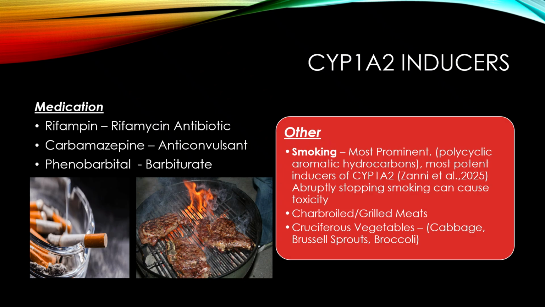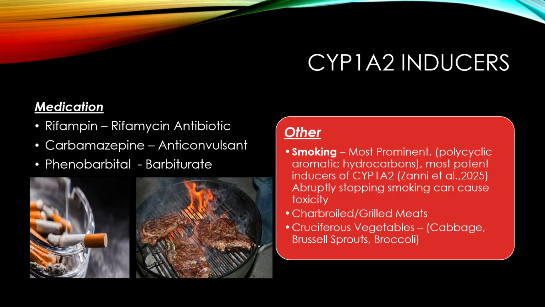CYP1A2 inducers. This speeds up the metabolism of substrates. Medications like rifampin, which is a rifamycin antibiotic often used in TB, carbamazepine, and phenobarbital. Carbamazepine is an anticonvulsant, and phenobarbital a barbiturate.